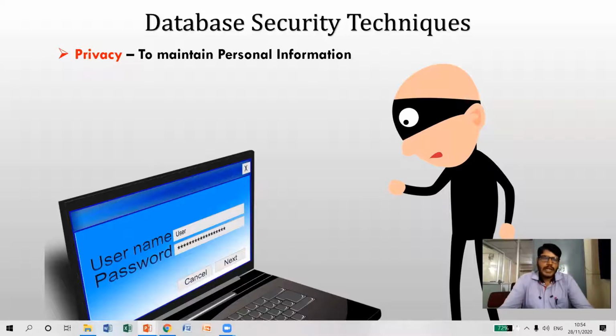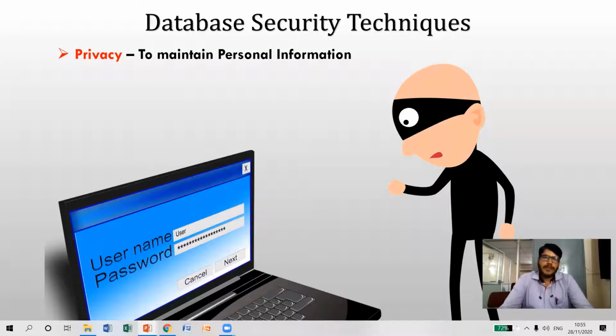Or we should be very careful while entering username and password. There should not be some other person who is watching my username and password. That means we have to maintain privacy while entering our personal information like username and password, PIN number, etc. So this is one security technique we should maintain.